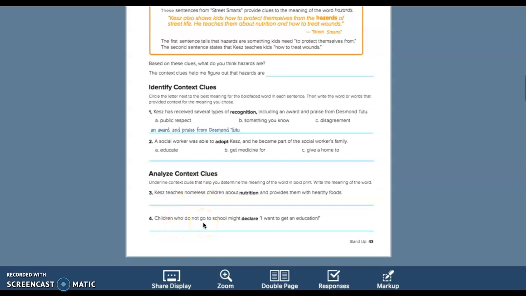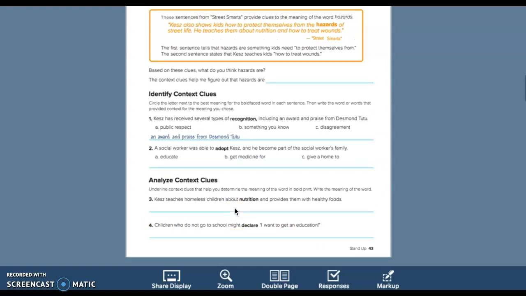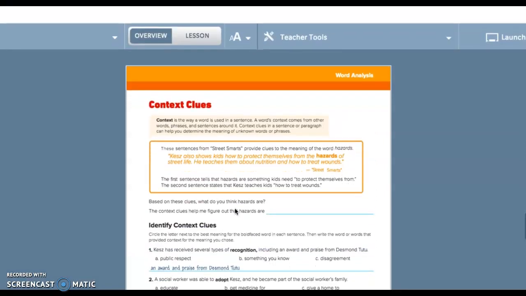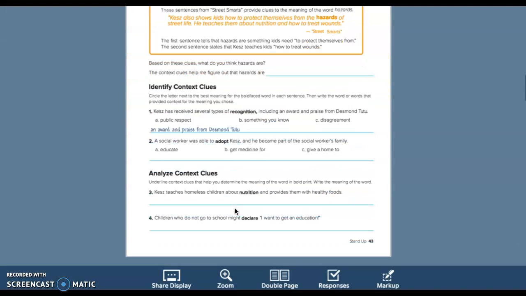Children who do not go to school might declare, I want to get an education. Notice how they used quotation marks here. Okay, so they are declaring something. What did they declare? I want to get an education. So I want you to write right here what you think it means to declare something. Okay? Awesome. We're going to stop right there. I want you to turn to page 42 and 43.